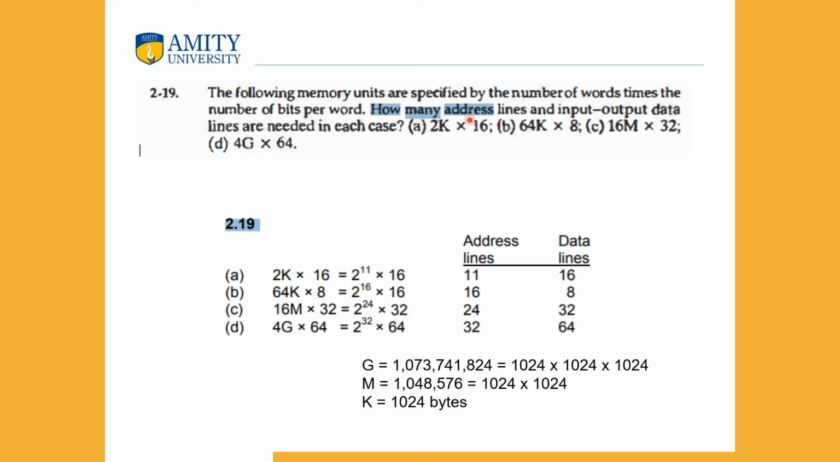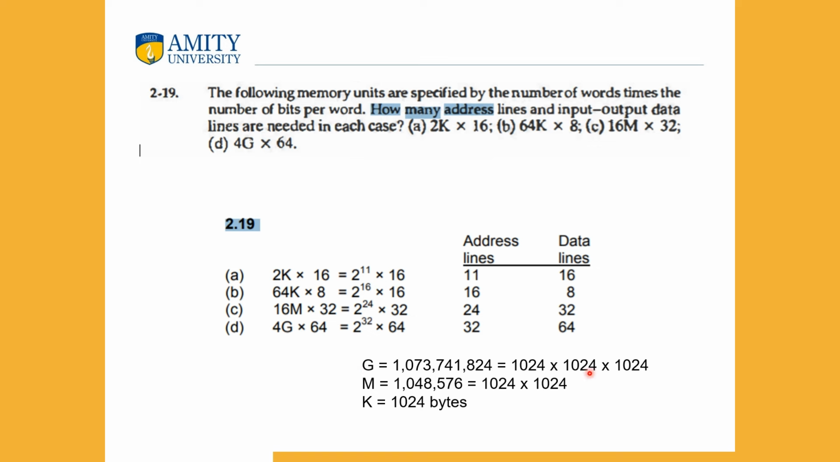How many address lines and input output data lines are needed in each case? Part A has 2K into 16, 64K into 8, 16M into 32 and 4G into 64. What you need to understand here are the values of K, M, G. These are kilobytes, megabytes and gigabytes. So K will be 1024, M will be 1024 times 1024 and G will be 1024 multiplied 3 times.